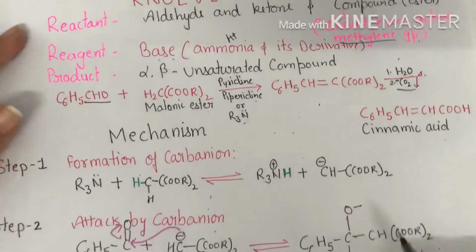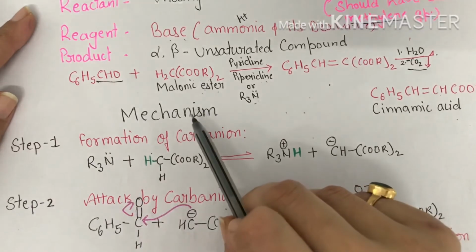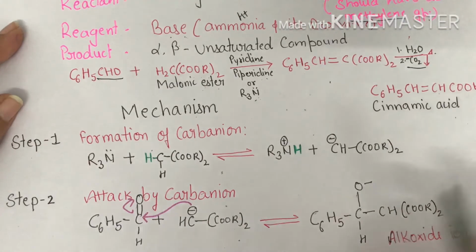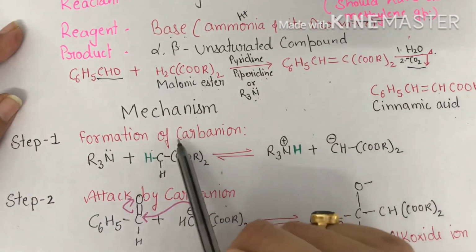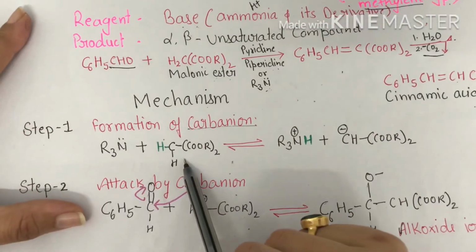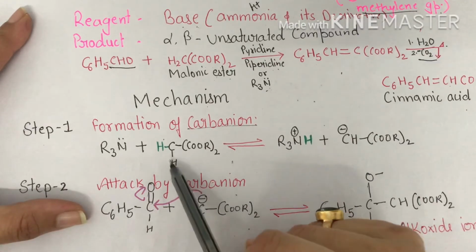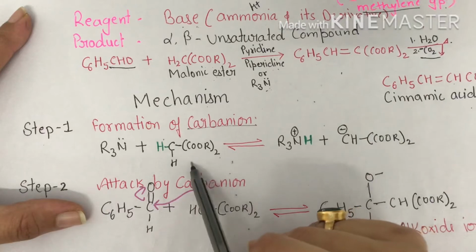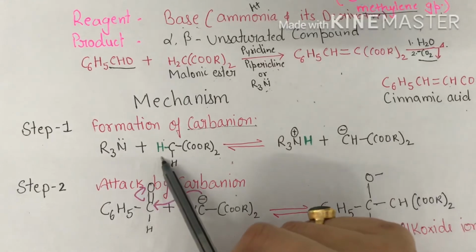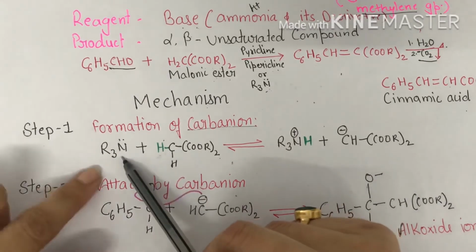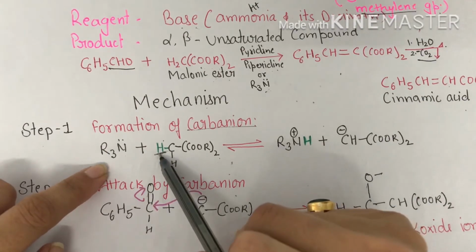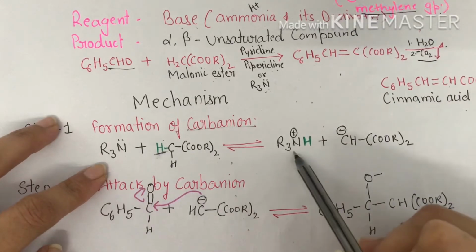Now we will discuss the mechanism. What does the mechanism say? It happens in 4 steps. In the first step, there is formation of carbanion. How will the carbanion form? When we have an ester, the ester is malonic ester, CH2(COOR) whole twice, and this ester should have one active methylene group. Then this proton is abstracted by tertiary amine, like this, R3N and H positive.